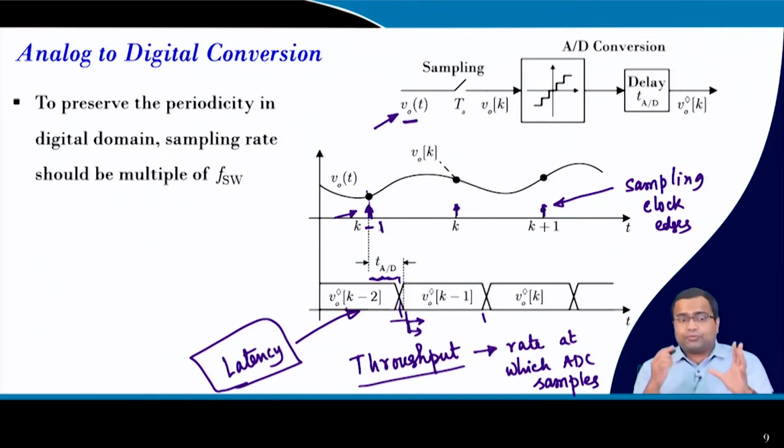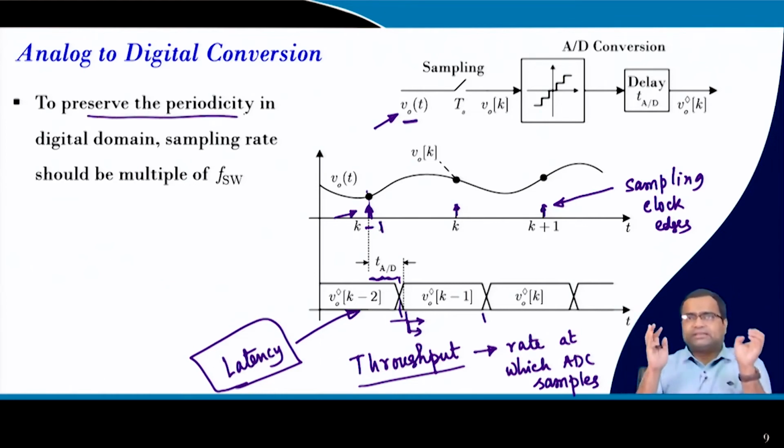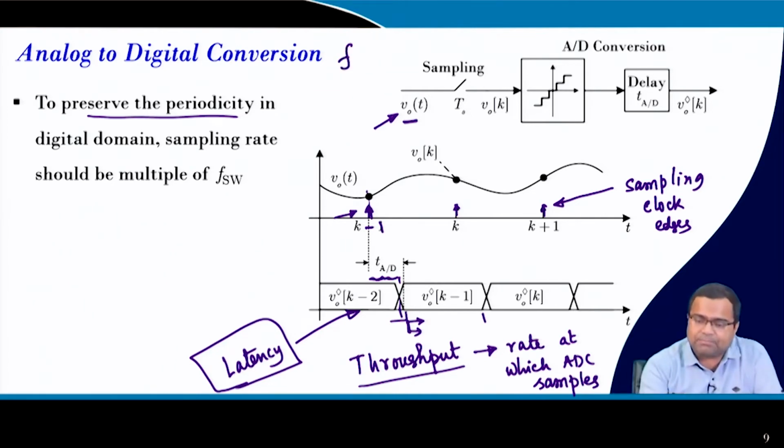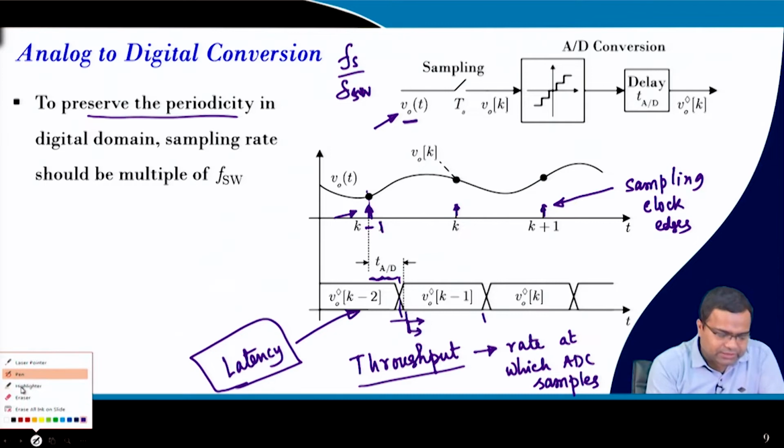Now a few things we have to keep in mind in order to preserve periodicity, because we should not sample abruptly. Even though we sample once per cycle or 10 per cycle, there should be some uniformity, some synchronism, because in order to preserve periodicity, generally the sampling rate is an integral multiple of the switching frequency. Let us consider a scenario.